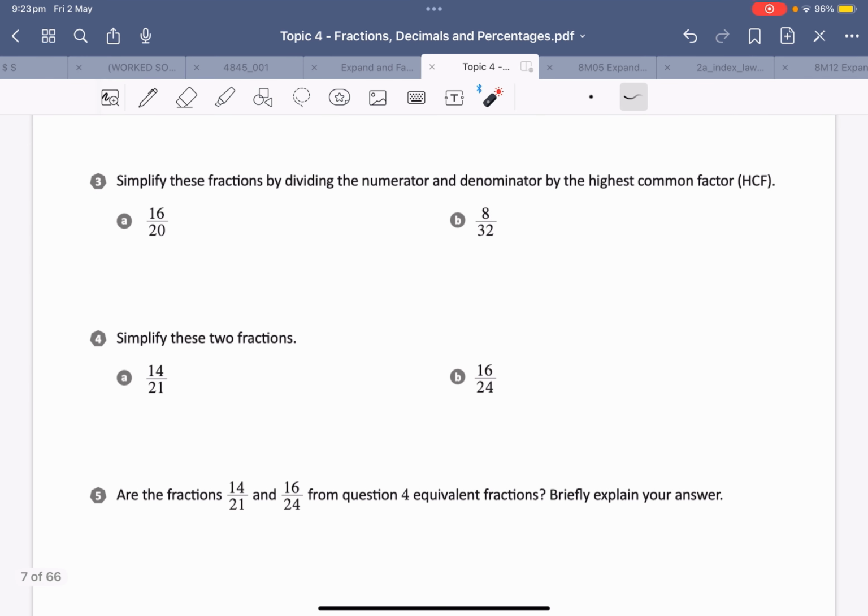I'll just have a go at a couple of these examples for you to be aware of, okay? Simplify these fractions by dividing the numerator and denominator by the highest common factor. 16/20, I can notice it's divisible by 4. So it's 4/5.